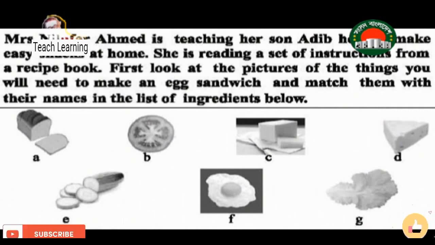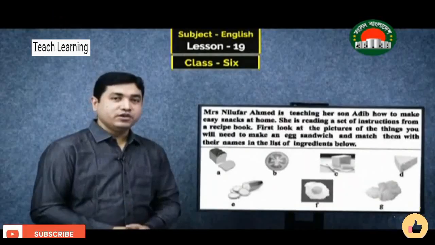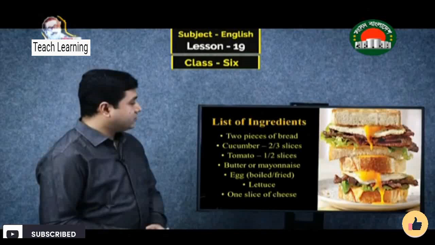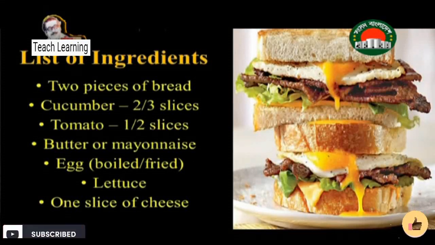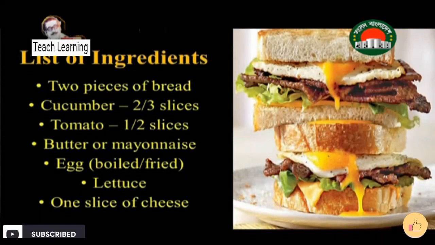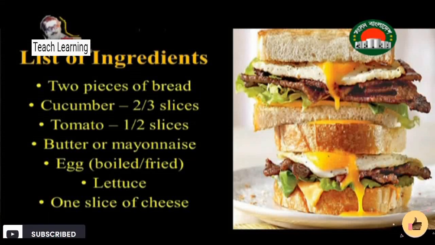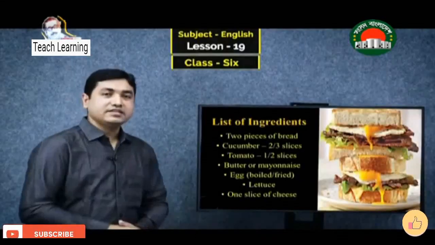Here you can see some pictures. These are the ingredients that you need to make an egg sandwich. Okay, let's move on to our next slide. Two pieces of bread, cucumber 2 to 3 slices, tomato 1 to 2 slices, butter or mayonnaise, egg boiled or fried, lettuce, and last of all 1 slice of cheese. These are the ingredients that you need to make an egg sandwich.